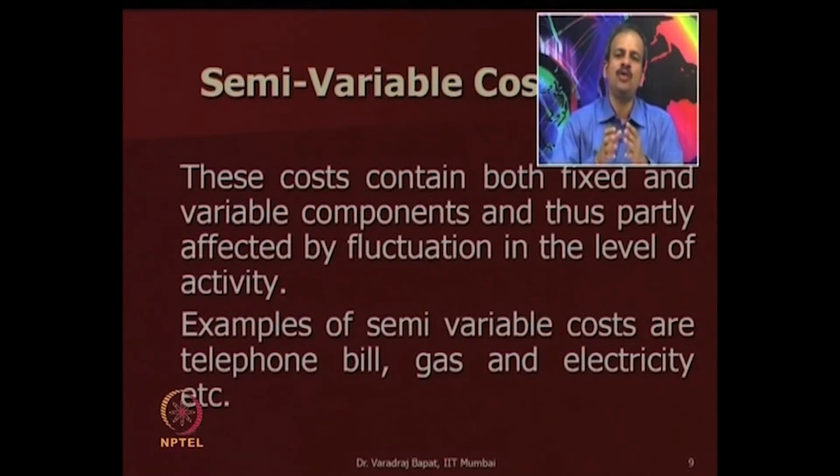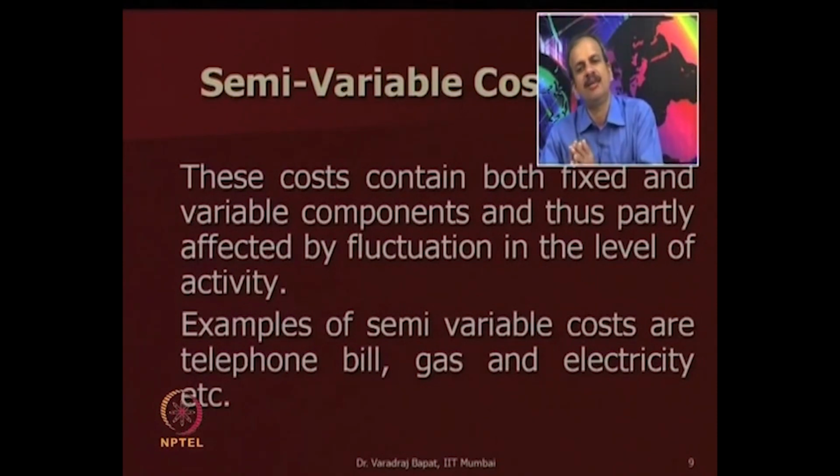Hence, when we try to do CVP, cost volume profit analysis, we divide semi-variable cost into fixed component and variable component. Fixed component is added to fixed cost, variable component is added to variable cost. So, ultimately we have only two costs. We have fixed cost at one end and variable cost at other end.